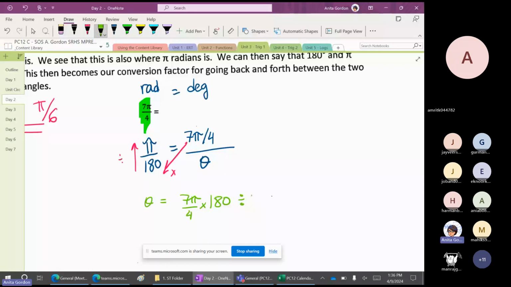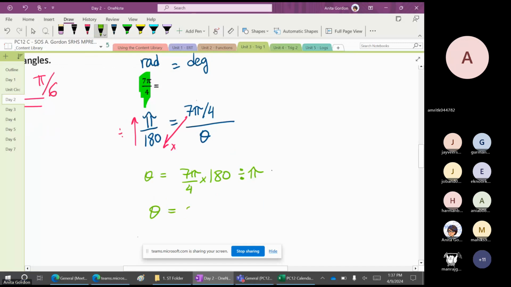And you can chuck this in a calculator, or you can do it in your head. Yes, 350 degrees. Please do not forget your units. Because we are switching back and forth, it's going to be really important to keep your units straight. Any questions about this? Comments, concerns? Okay.